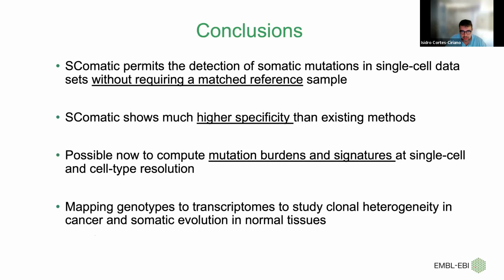And finally, really, Schematic opens the possibility to map genotypes to transcriptomes to study clonal heterogeneity in the context of cancer and somatic evolution in normal tissues. And there are very exciting initiatives starting now, where clonal mosaicism across the body is going to be the key focus of a study. So we really hope that Schematic will be of use in those contexts.